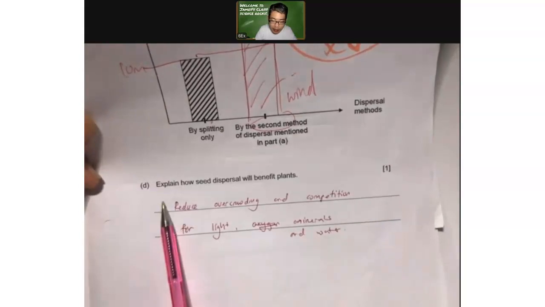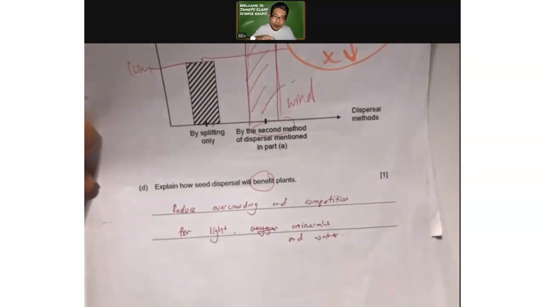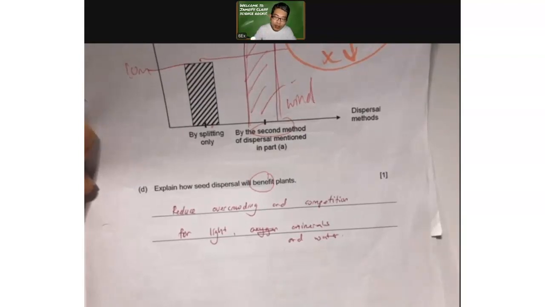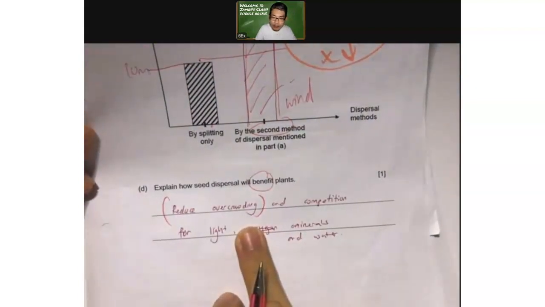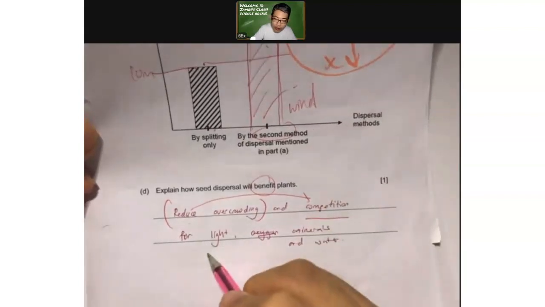Last part here, explain how seed dispersal benefits plants. Benefit means it's good for plants. So why do plants not want the seeds to be around the parent plant? Because there'll be competition, there'll be overcrowding. So you must answer in two parts. Firstly, talk about reduces overcrowding. How is that an advantage? It is not enough to write this, children, is not enough. How does reducing overcrowding help? Because that will reduce overcrowding. It will also reduce the competition for three things: light, minerals, and water.